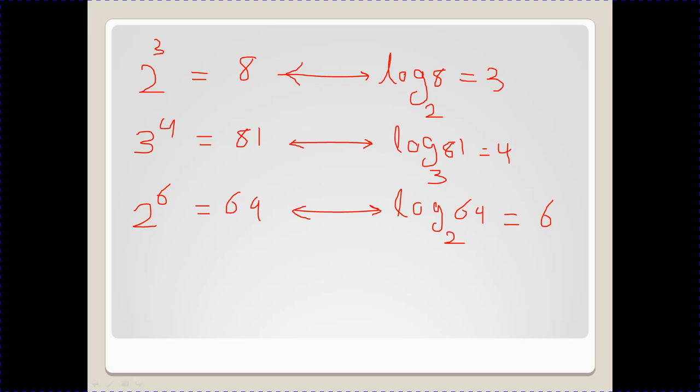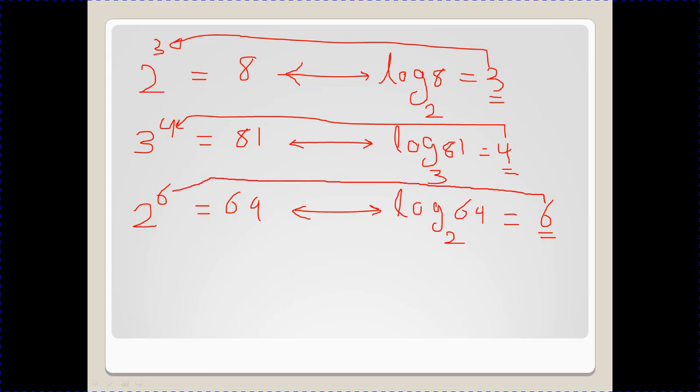Now, highlighting the relationship between exponential form and logarithmic form: in the first case, logarithm equals 3, in the second case, logarithm equals 4, and in the third case, logarithm equals 6. If we go back and check what 3, 4, and 6 represent in the exponential equation, we see that each of them is the power.